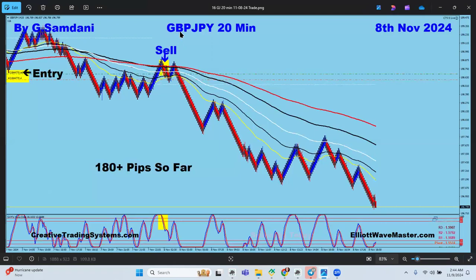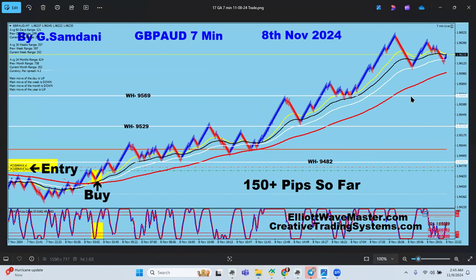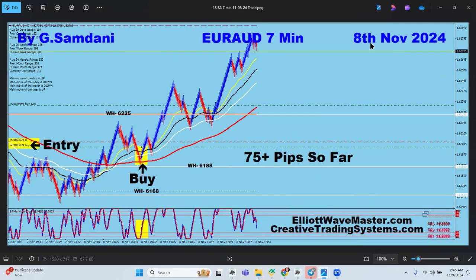But now this one is Pound Yen, 20-minute, going down again, 180 pips, and I'll show you why they are going down. They means all the yen pairs. This one, Pound Aussie, going to the upside for 150 pips on the 8th, and this is Euro Aussie on the 8th, 75 pips to the upside.